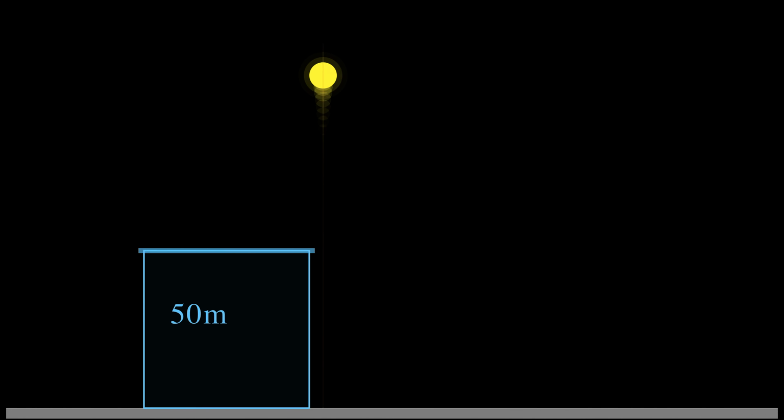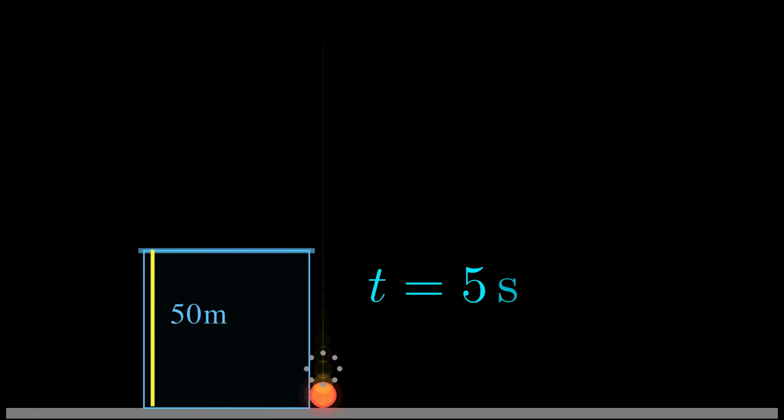The ball is thrown upwards from a height of 50 meters and lands back on the ground in 5 seconds. What is the speed with which the ball was thrown? Pause the video here and try it on your own.